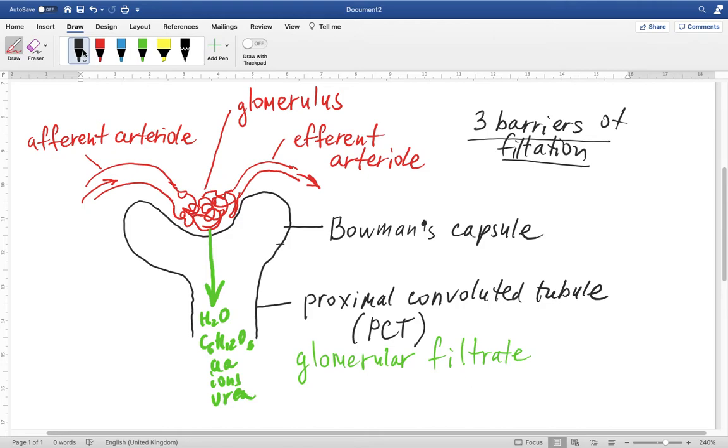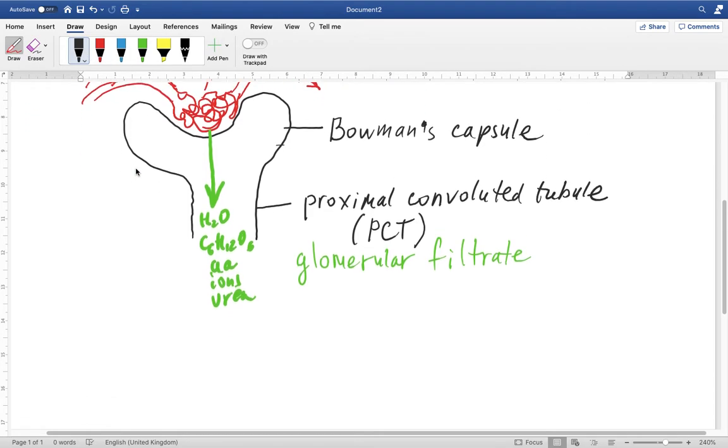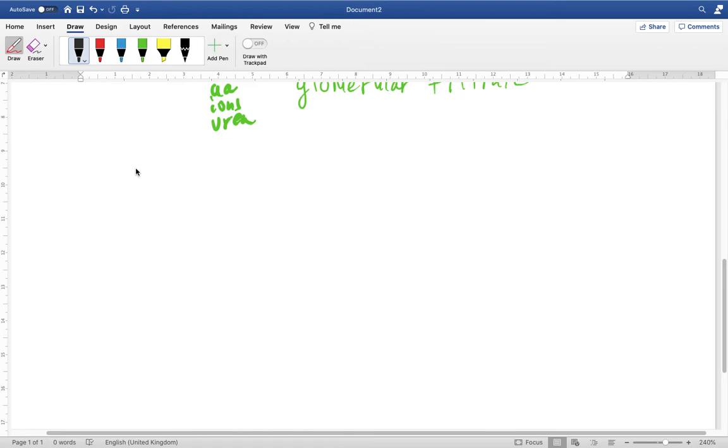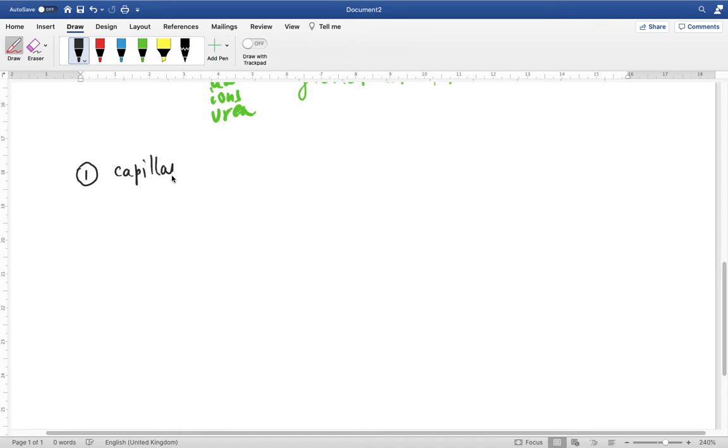So this time, because I've sort of run out of space here somewhat, I'm going to scroll that way and then start numbering my barriers of filtration. So my first barrier of filtration was the capillary wall. And this is the capillary, which is found inside the glomerulus. So I'll put it in brackets. Glomerulus, right?